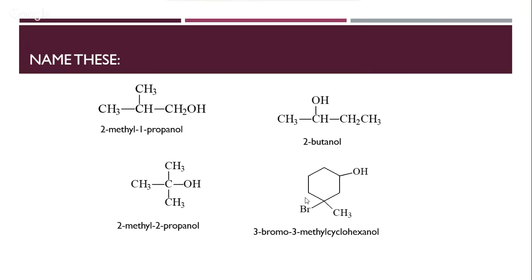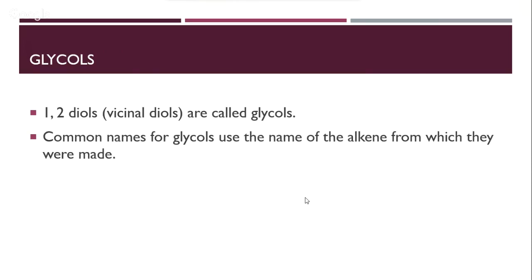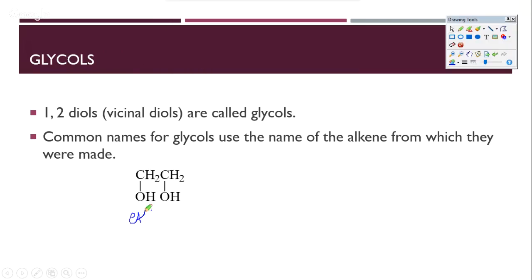Okay. Good. Now let's look at some glycols. Whenever there are two OH groups in the same molecule, these molecules are called glycols, right? So a typical glycol is a 1,2-diol. Diol means two alcohols, therefore it's called a glycol. The common name for glycols uses the name of the alkene from which they are made. So this would be made from an alkene, which is ethene, so this would be ethylene glycol, right?